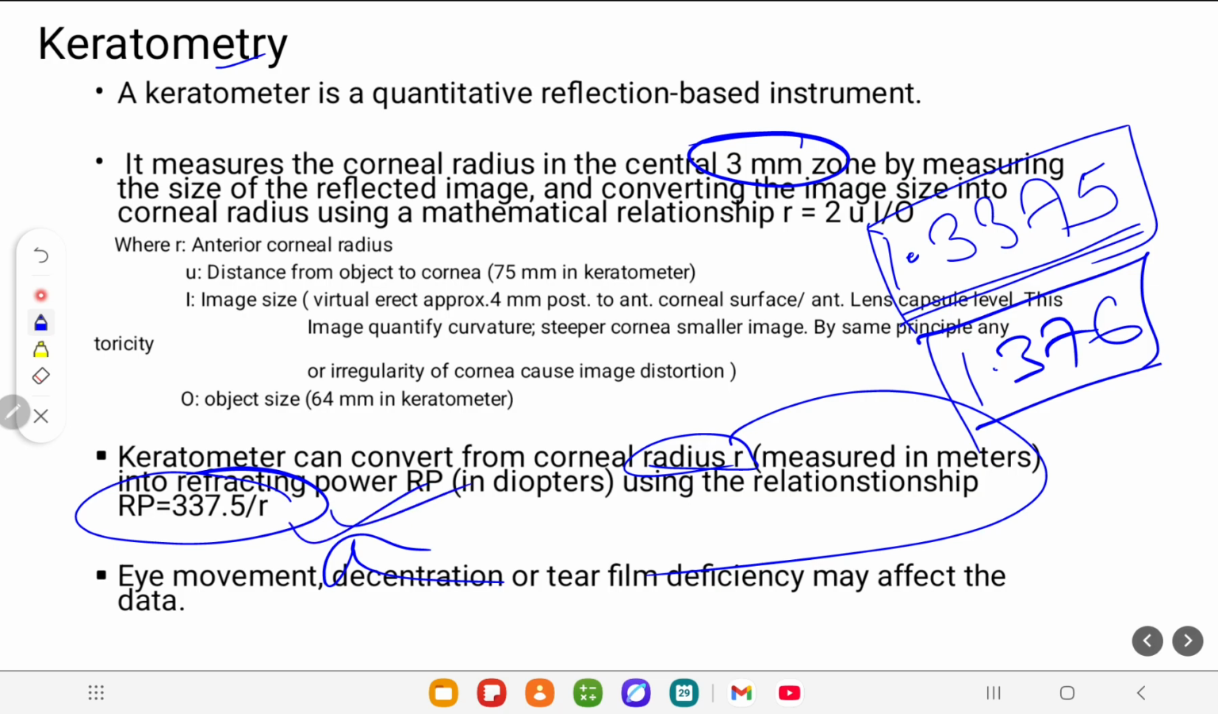So this is the formula from radius to power, and this formula will save a lot of time when you are actually working as an optometrist, like in IOL calculations, when you're sitting there and doing IOL calculations. It will save your time. Okay, eye movements and decentration or tear deficiency can definitely affect it, isn't it?